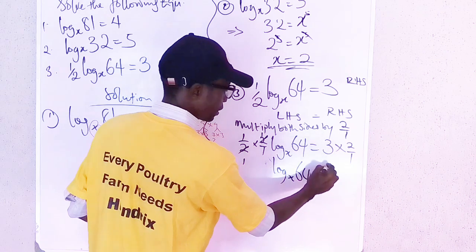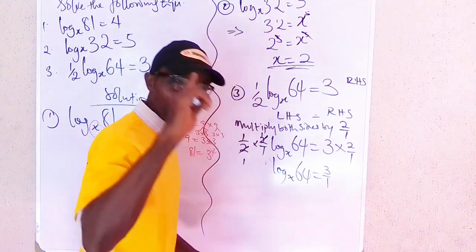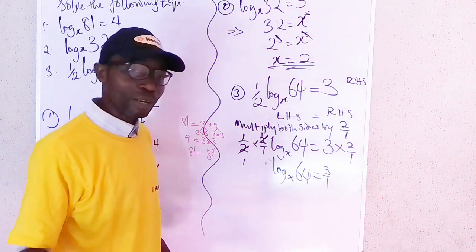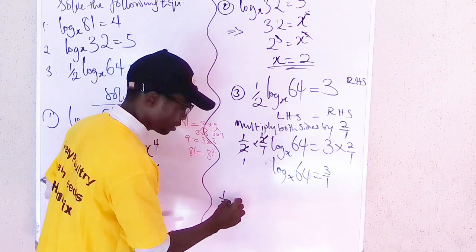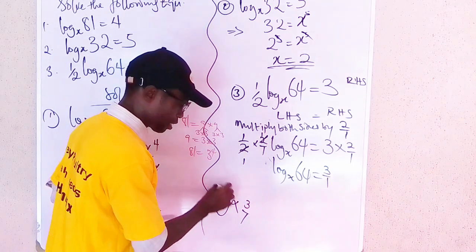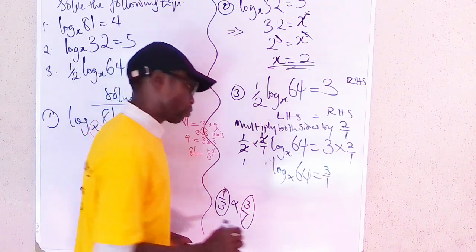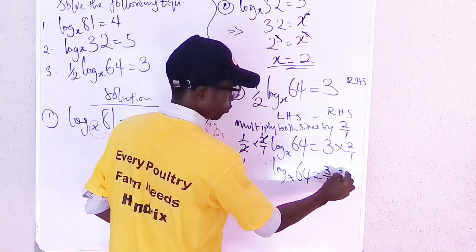to, now remember 3 is the same thing as 3 over 1. Because 3 divided by 1 is still what? It's still 3. 1 over 3 is not the same thing as 3 over 1. 1 over 3 is a fraction, this one is a whole number. 3 divided by 1 is 3. So what you have is 3 over 1. So this whole number 3 is equal to 3 over 1 times 2 over 1.